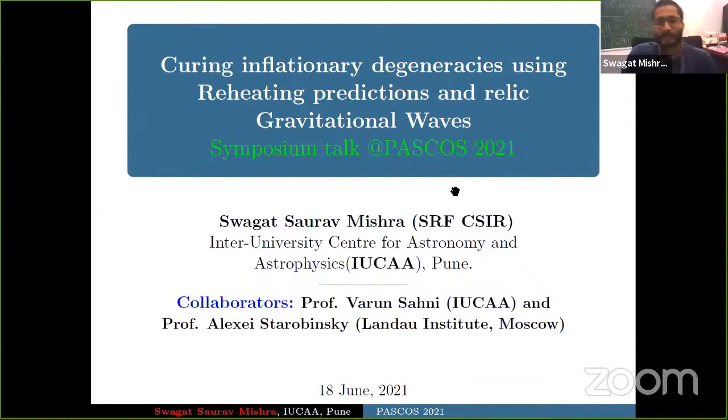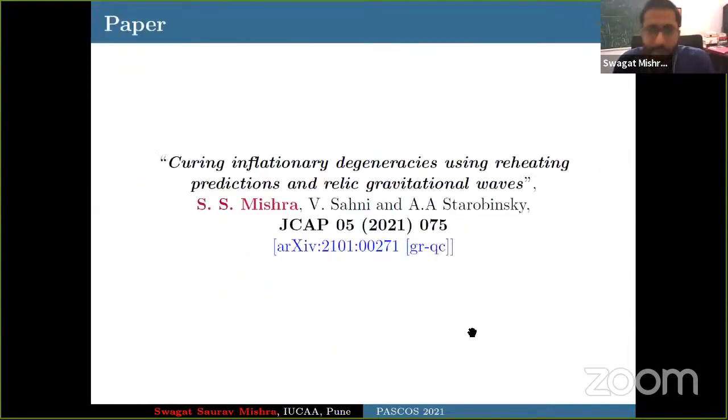So today I'm going to talk about this work which is in progress, and I'm only going to talk about the first part of the work which has already been published. This is work in collaboration with Professor Sahni from my institute, IUCAA, and Professor Starobinsky from the Landau Institute in Moscow. The paper got published last month, and you may have a look at it later if you're interested. I've given the arXiv and the journal reference here.